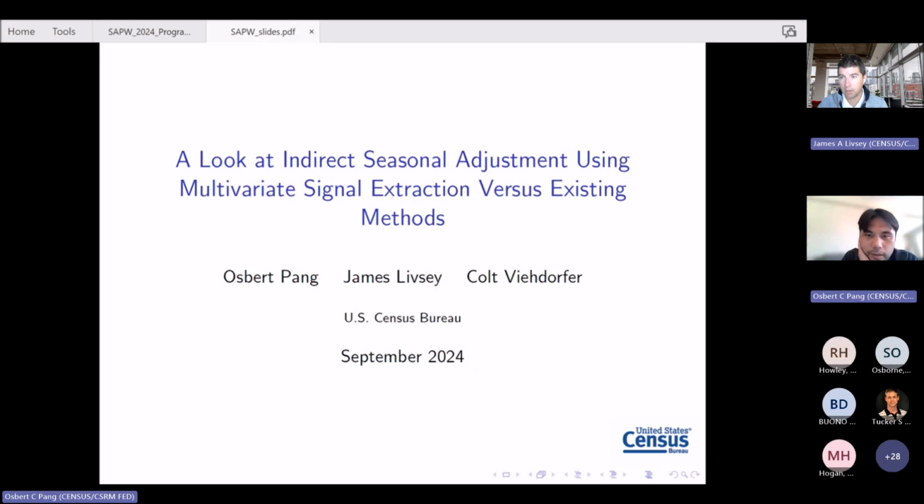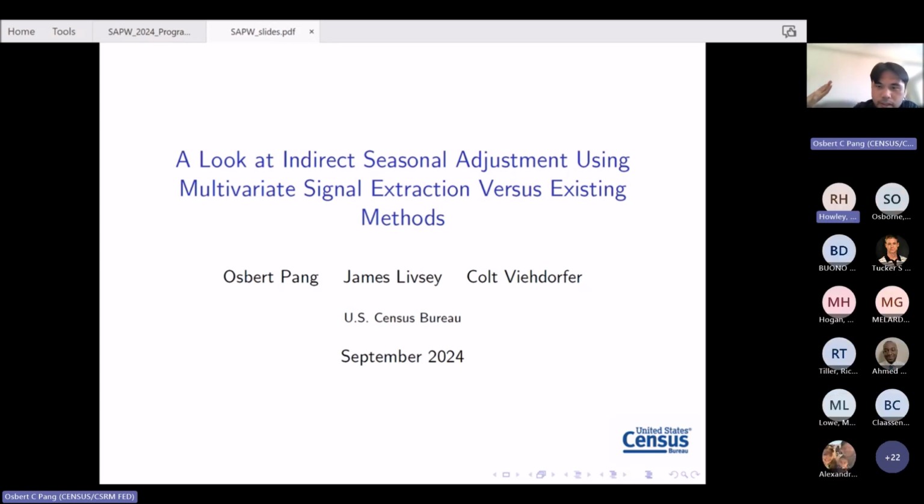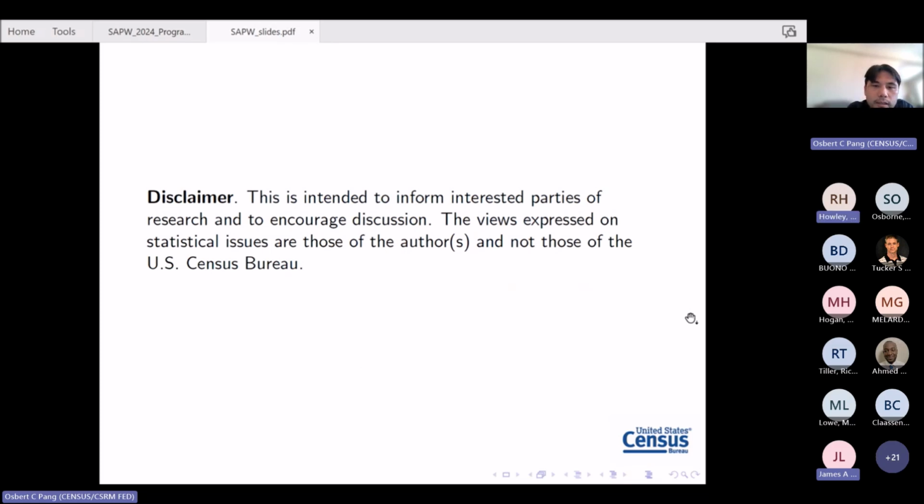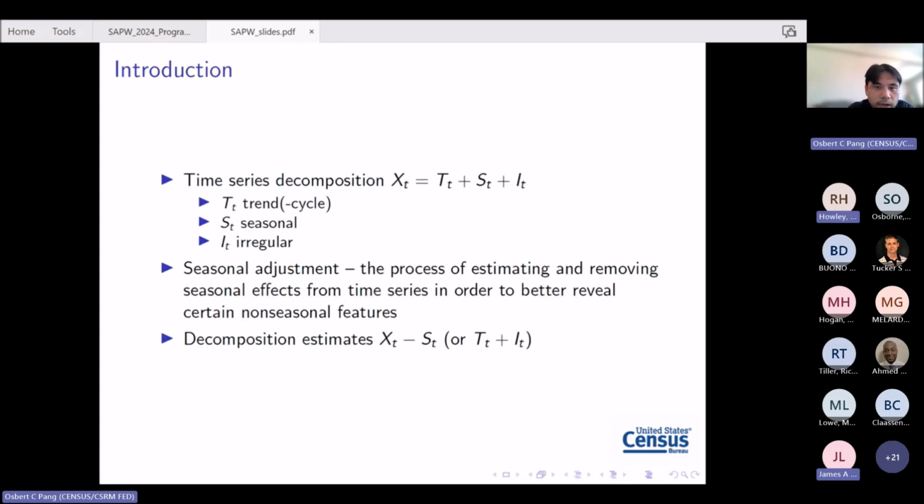All right, Osbert, I can hear and see you. You're good to go. All right, so this is a brief look at indirect seasonal adjustment using multivariate signal extraction versus existing methods. And by existing methods, we're focusing primarily on the capabilities built within the X13 software. This is work with James Livesey and Colt Beerdorfer, both also of the U.S. Census Bureau. There it goes. The usual disclaimer applies.